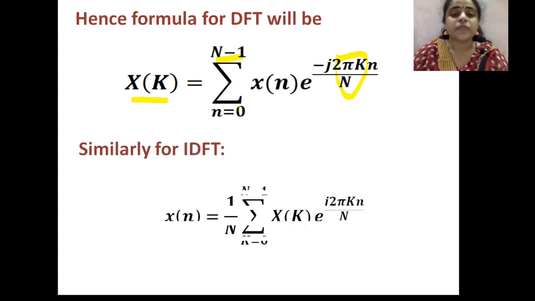Similarly, the formula for the IDFT will be x of n is equal to, in general we had 1 by 2 pi, but now it is 1 by capital N, because we have restricted it to some length interval, and in that interval only we are going to check. 1 by N, summation k equal to 0 to N minus 1, X of k into e power j 2 pi n k by N. These are the formulas for the DFT and IDFT.